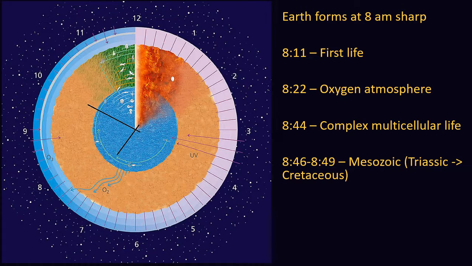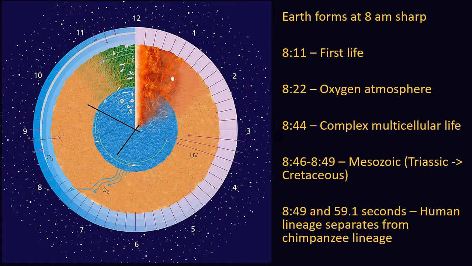The Mesozoic, the time of the dinosaurs, is pretty famous, Triassic to Cretaceous. Again, if this 50-minute block represents the entire history of the planet, it's only 3 minutes long, and the entire reign of the non-avian dinosaurs is over pretty quickly. And at 8:49 and 59.1 seconds, well within where people are packing up their backpacks to leave a class that ends at 8:50, that's when the human lineage separates from the chimpanzee lineage.